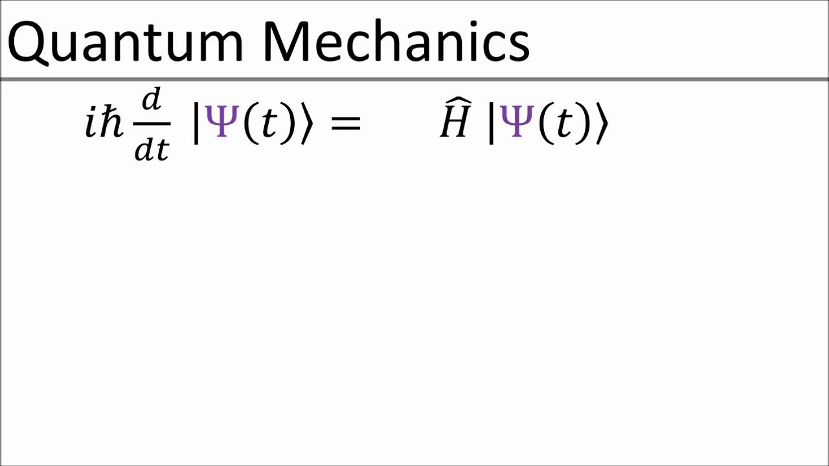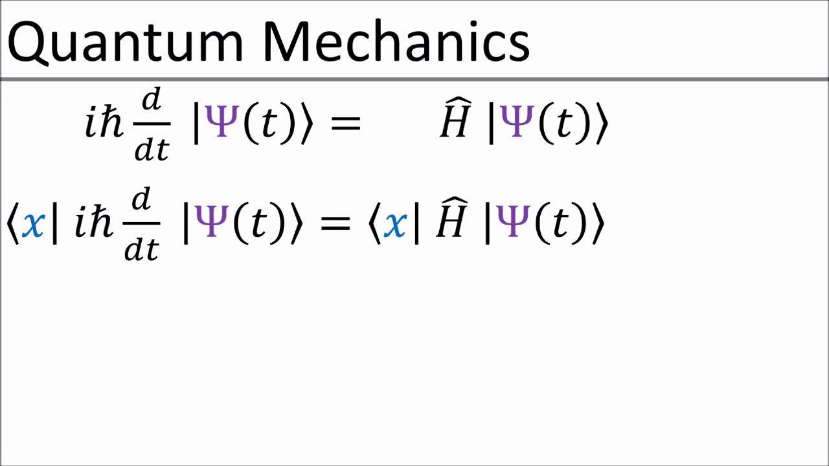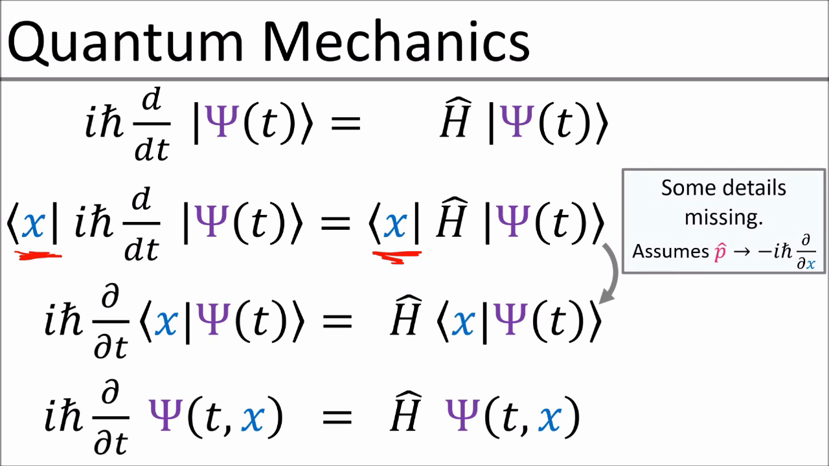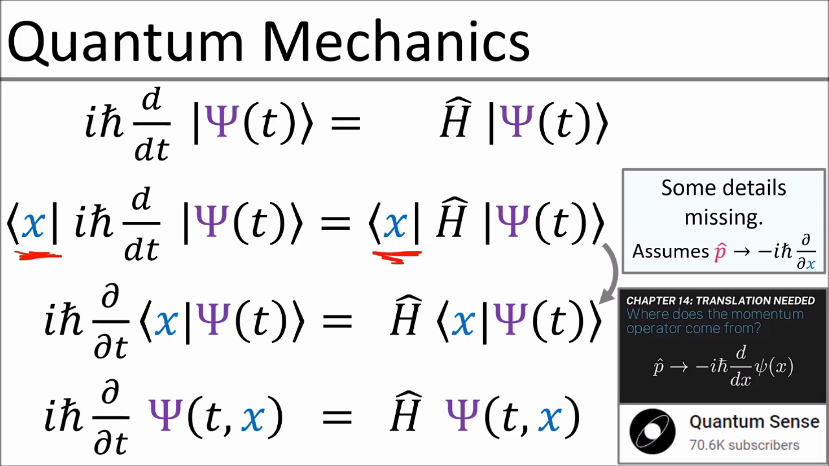If we take the Schrödinger equation and apply a position eigenstate bra vector, we see the position wave function also obeys the Schrödinger equation. I'll say that I am skipping some steps here for pulling the Hamiltonian operator out in front of the bra, but there's a video by Quantum Sense that explains how to do this, and I've linked it in the description.